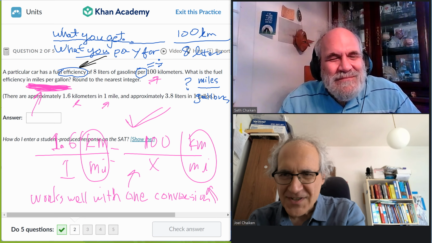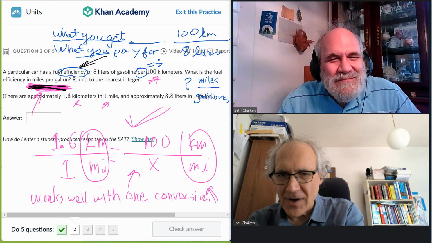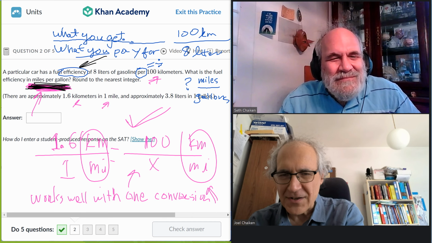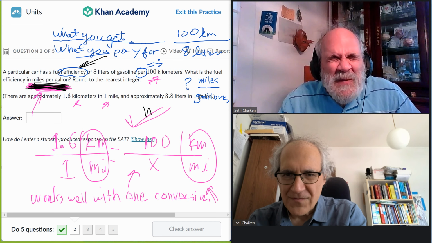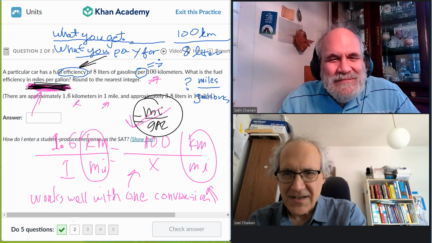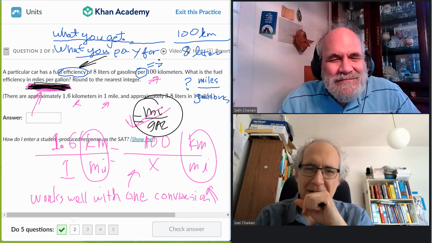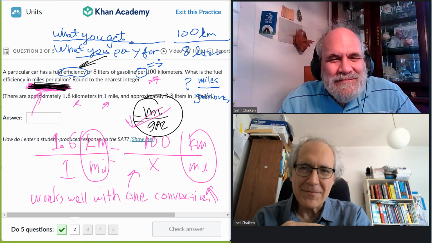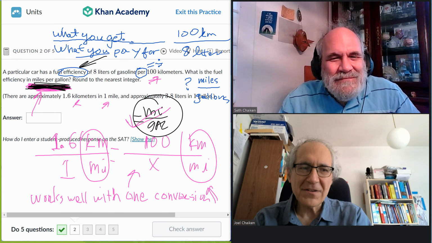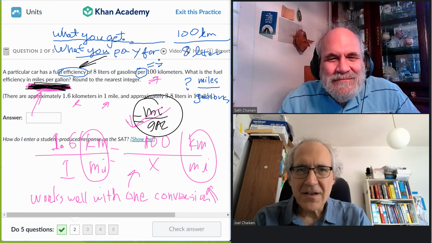Any of the stuff he tells you, this is what they want. They want the answer in miles per gallon. So when you do the unit conversion, you have to be left with miles per gallon at the end. That's what you want at the end. But it's helpful to also understand the problem, but it's not really critical to getting it right.